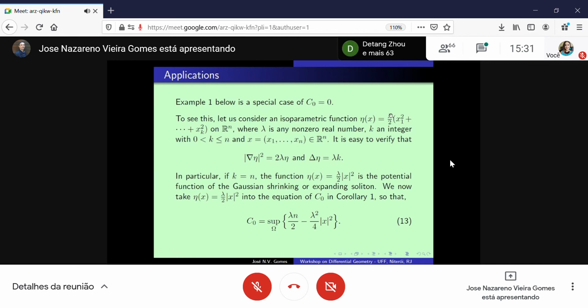If lambda is positive, we have the potential function of the Gaussian shrinking soliton. If lambda is negative, we have the potential function of the Gaussian expanding soliton. We now plug this potential function into the equation of C0 in Corollary 1, so that we can obtain this equation for C0.